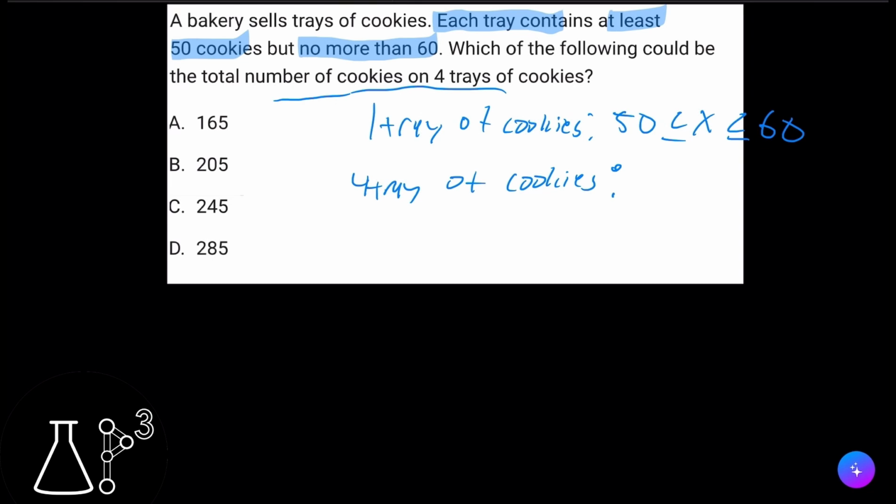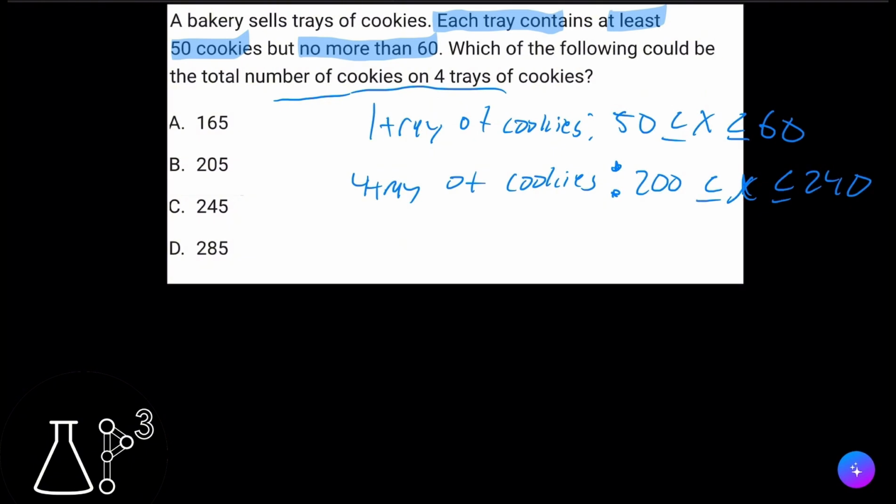So if I multiply 50 by 4, I get 200, which is less than or equal to x, because x stays the same, and then x is less than or equal to 240. So when there's 4 trays, the total amount of cookies is at least 200 but no more than 240. All I did was multiply 50 and 60 by 4 because there's 4 trays, not 1 tray. If it was 1 tray, there's 50 through 60.